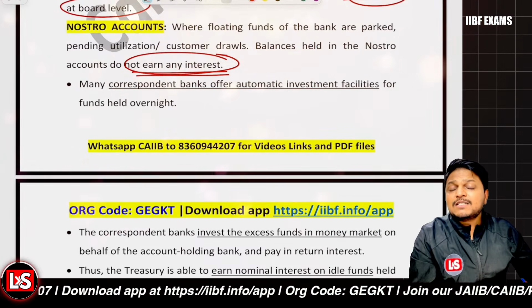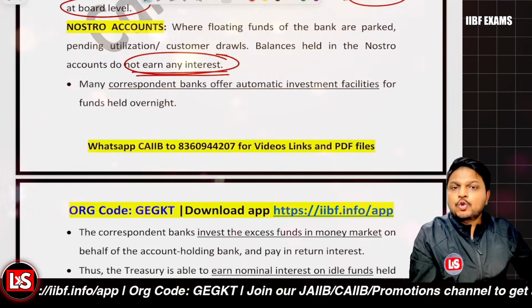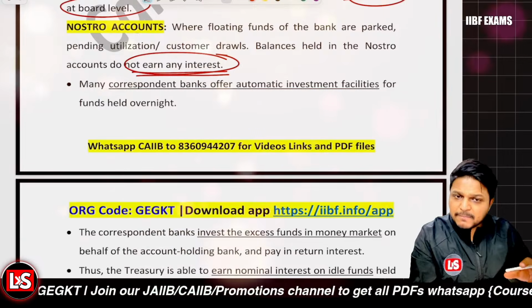So the funds are to be maintained by the banks. The banks are to maintain the funds. Those are to be maintained for customer payment purposes. Those are to be maintained for trade settlement purposes, right?